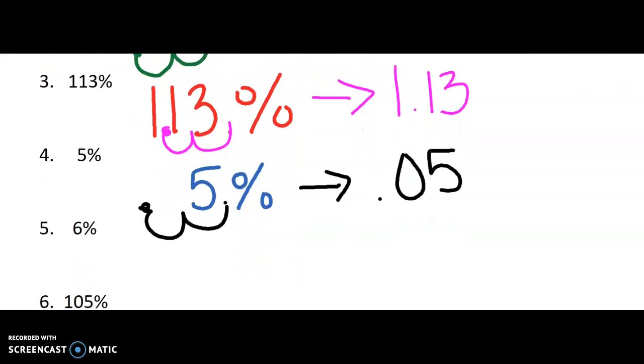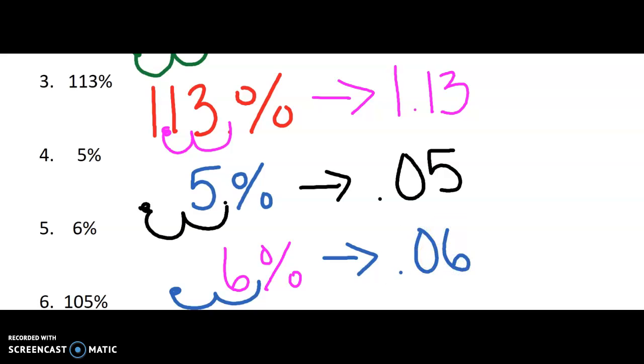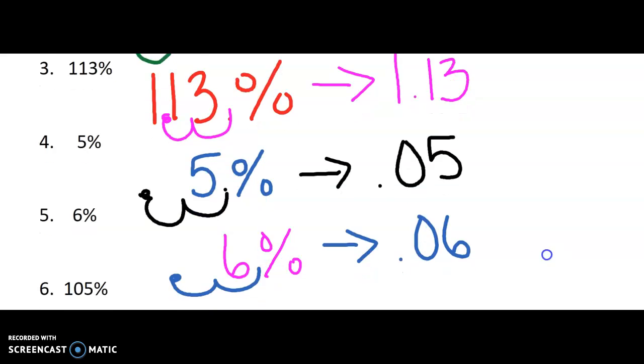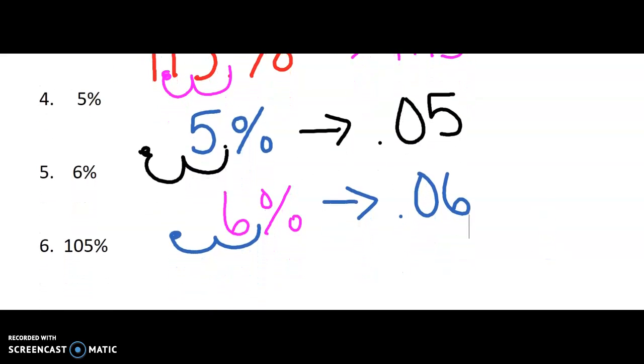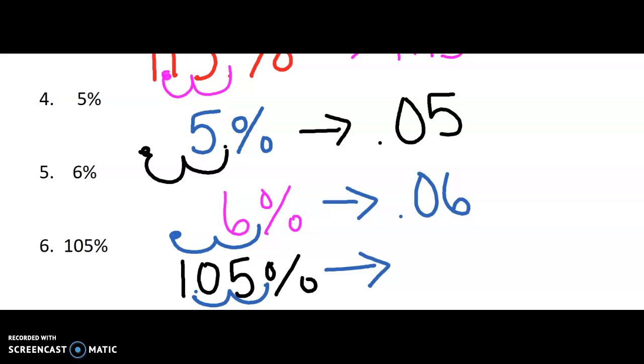Let's go ahead and do number 5. We got 6%. And here's my decimal. And we're going to move it 1, 2. Again, we have that blank space. So 6% as a decimal is 0.06. Okay, go ahead and try number 6. Pause the video, try number 6. Okay. So we got 105%. Again, my strategy is to move the decimal 1, 2. So my 105% as a decimal is 1.05.